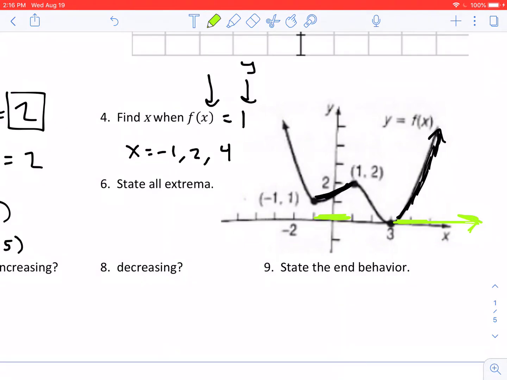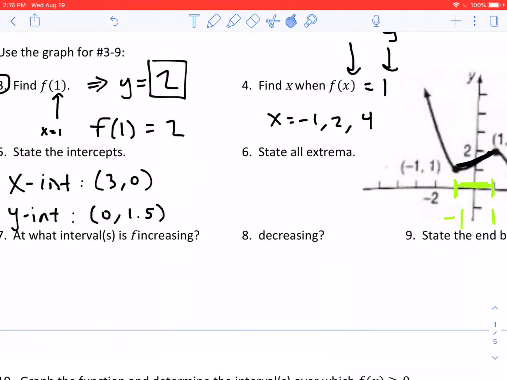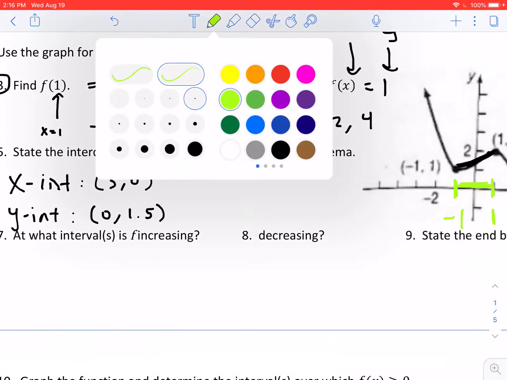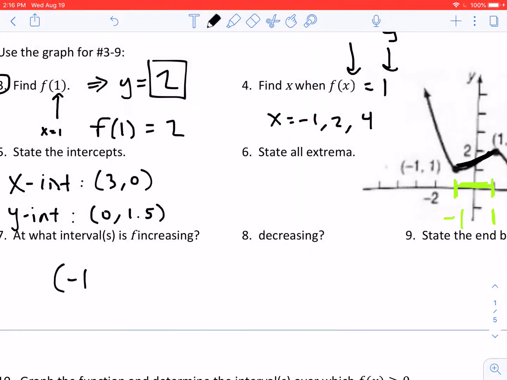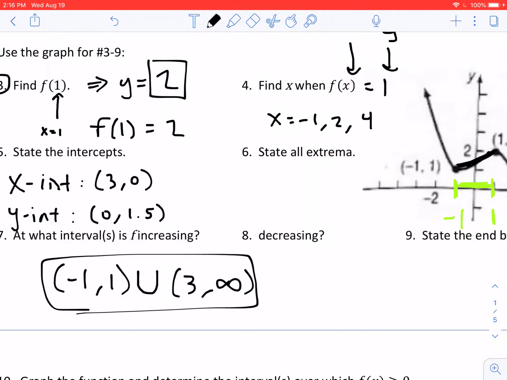And it's rising from -1 to 1, and then from 3 to infinity. So I'd write that as an interval from -1 to 1, and from 3 to infinity. You may remember how we want to join these, and that was with a big U for the union of these two sets. Awesome.